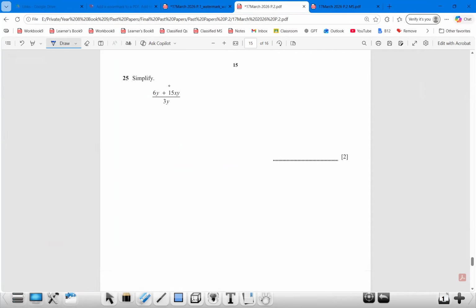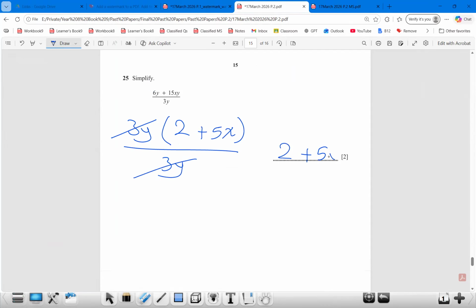Simplify. You need to factorize the numerator first. So factorizing in the numerator, you can get 3y out, and then this is going to give you a 2, plus this is going to give you 5x, over 3y. Simplify the denominator with the factor. It is going to give you exactly 2 plus 5x. 5x, not 5y.